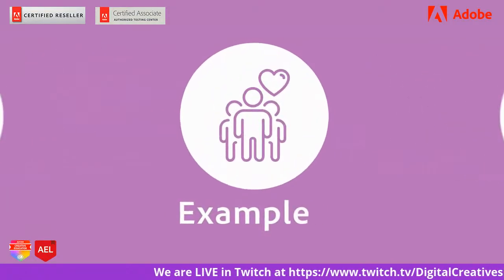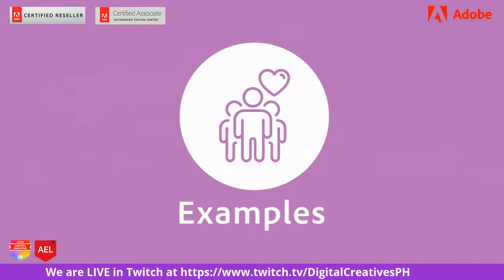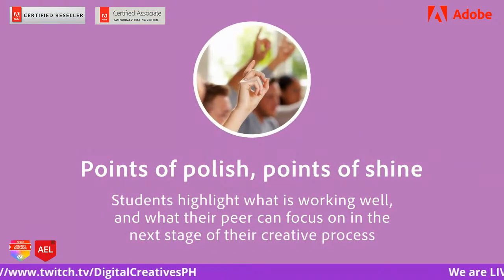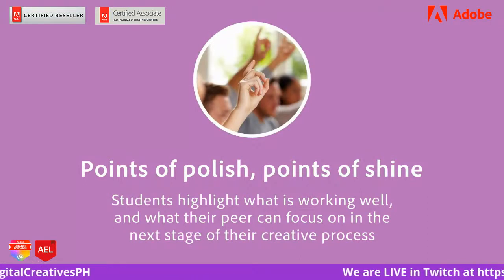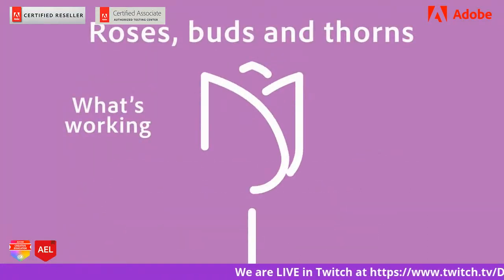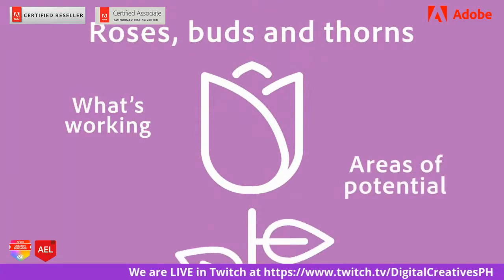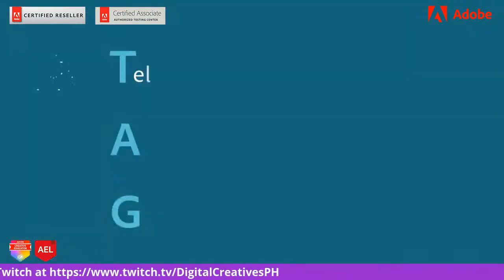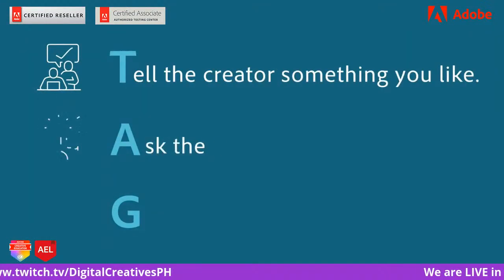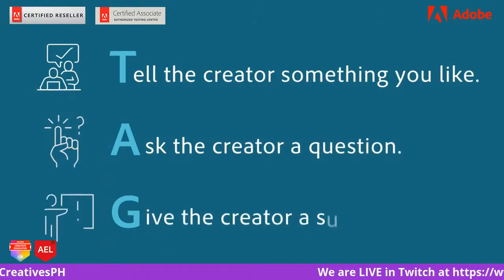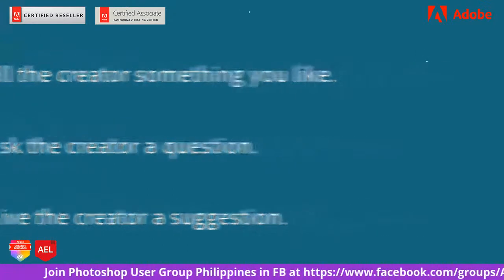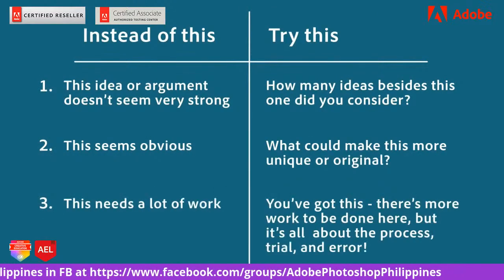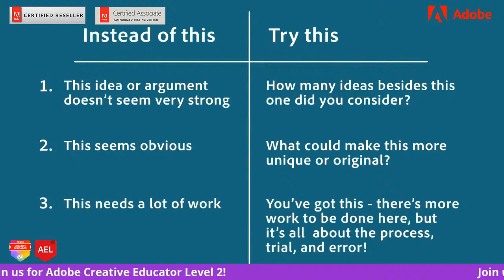Here are some examples of activities and prompts for formative peer feedback in the creative process. Students highlight what is working well and what their peer can focus on in the next stage of their creative process. Students point out what's working, roses, areas of potential, buds, and what is getting in the way, thorns. You could use the tag feedback method: tell the creator something you like, ask the creator a question, give the creator a suggestion, or offer students sentence starters to ensure their feedback focuses on the creative process. For example, try the "instead of this, try this" prompts format.